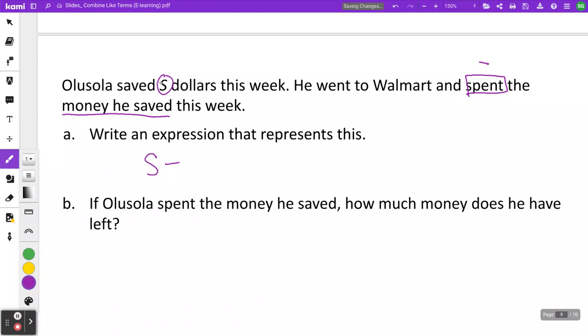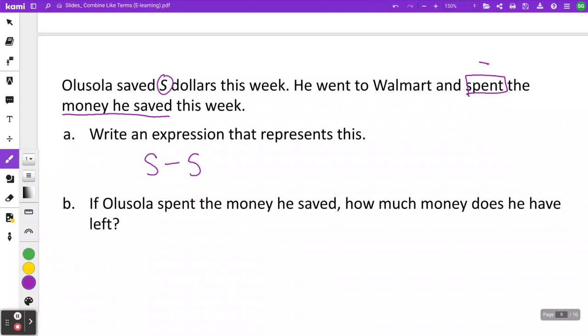Well, he's spending the money he saved. He saved S dollars and he spent the money he saved. So he spent S dollars. So I get S minus S represents the situation. He saved some money and then he spent that money he had saved.